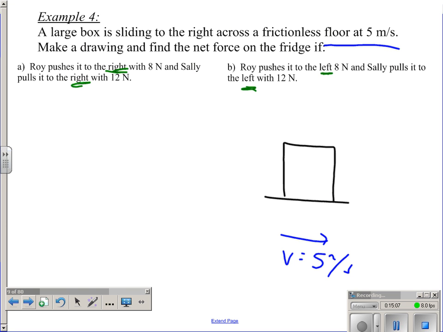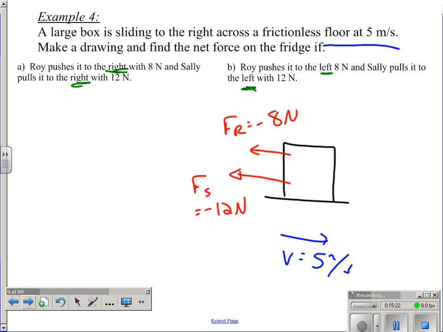And I need my two forces to go to the left this time. So it's just going to look like this. Here's my force of Roy, -8 newtons this time. Here's my force of Sally, -12 newtons.